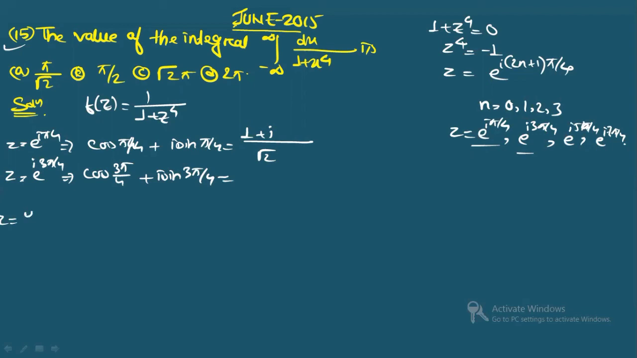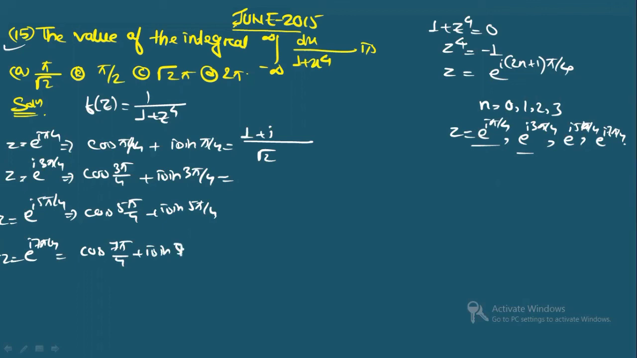Same thing you will do for z equal to e to the power i 5 pi by 4, and for z equal to e to the power i 7 pi by 4. So this is cos 5 pi by 4 plus i sine 5 pi by 4, and cos 7 pi by 4 plus i sine 7 pi by 4. You can use this ASTC rule. When you use the ASTC rule, e to the power i 3 pi by 4 will be equal to, here it is root 2 obviously, minus 1 plus i.